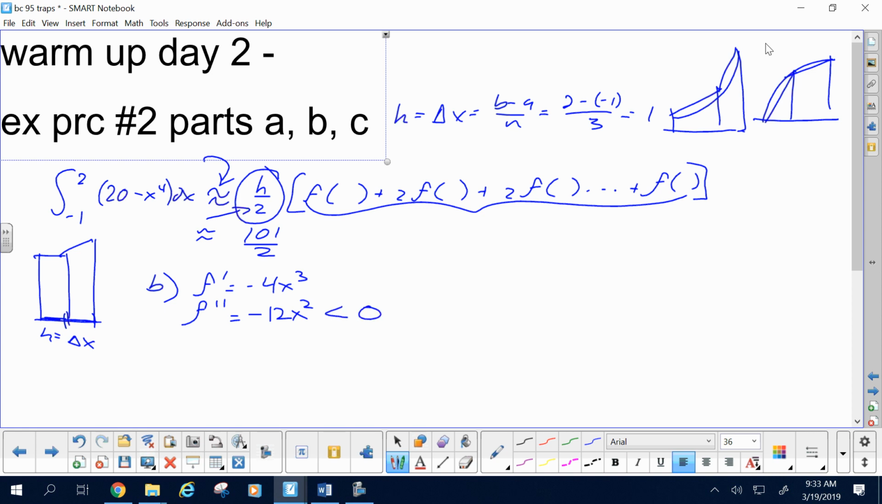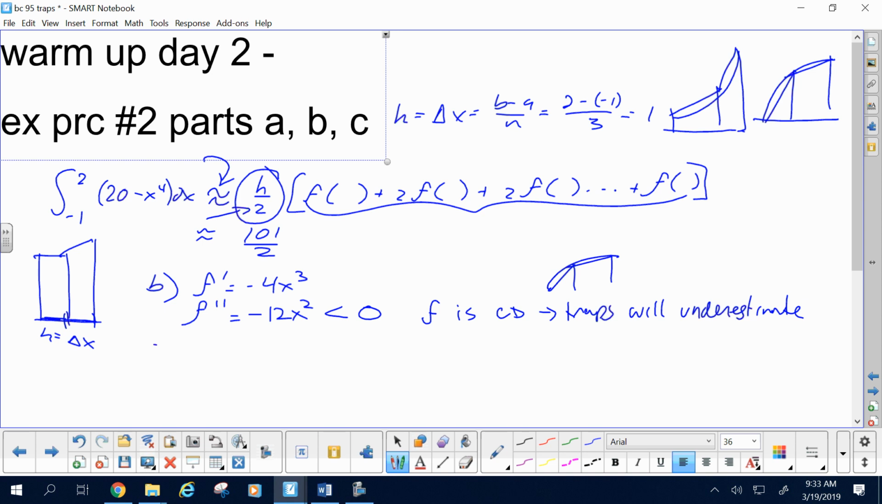So because that's less than 0, f is concave down. I give myself a little doodle. If I had a concave down curve, the trapezoids will underestimate, yeah? All right, so the true value should be greater than 101 over 2, where the estimate of 101 over 2 is less than the true value.